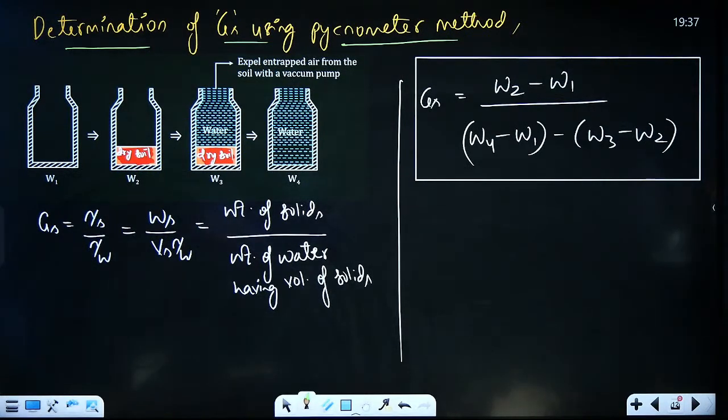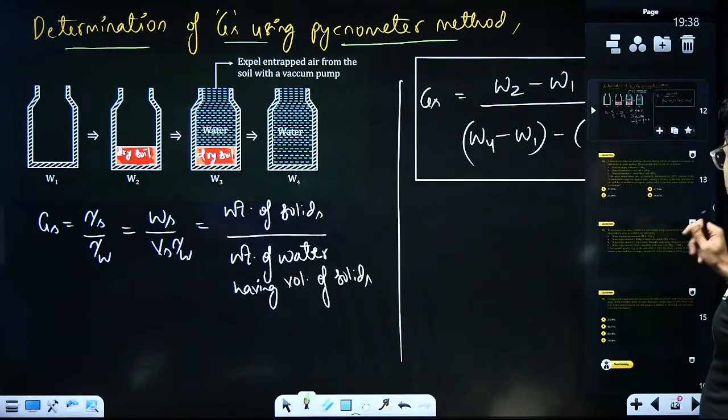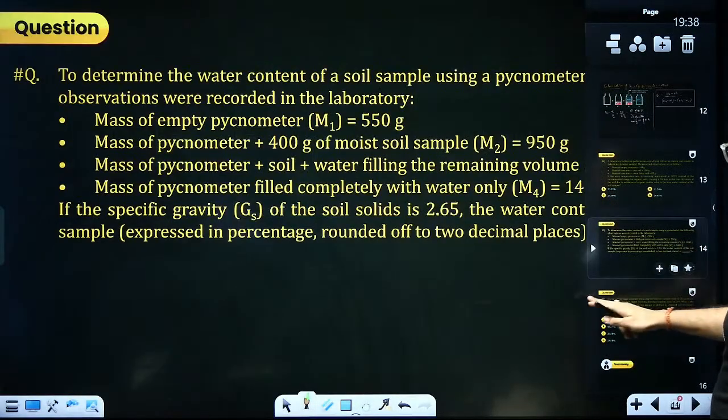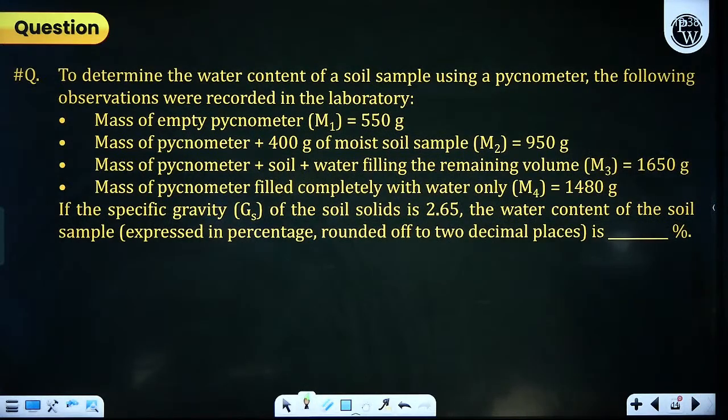Now let's see some questions on these concepts. Do this first question first. Simple question on pycnometer. Please solve this. Do this first.